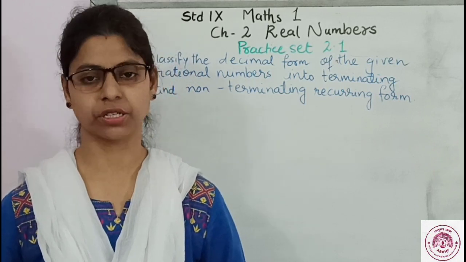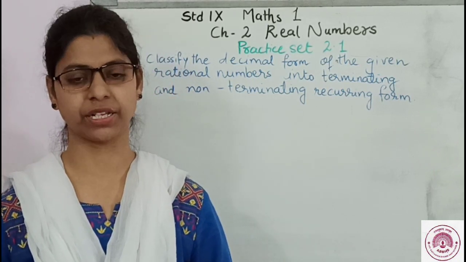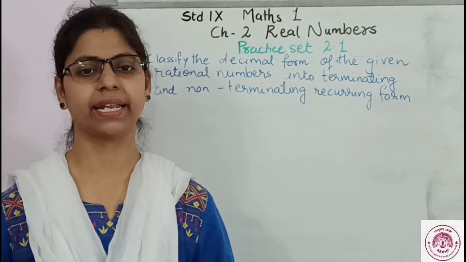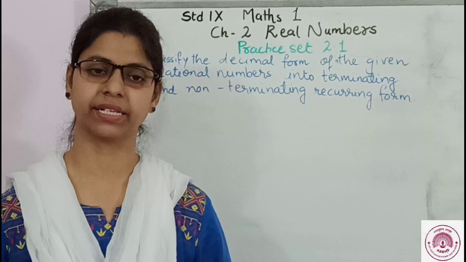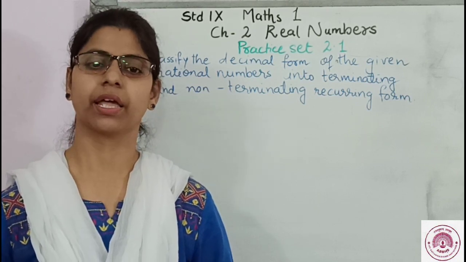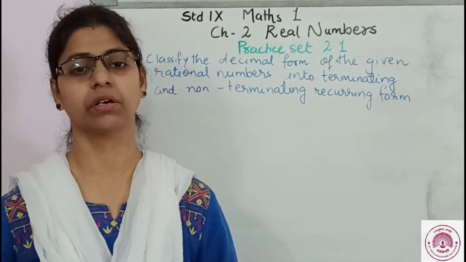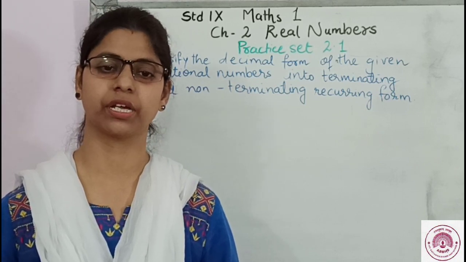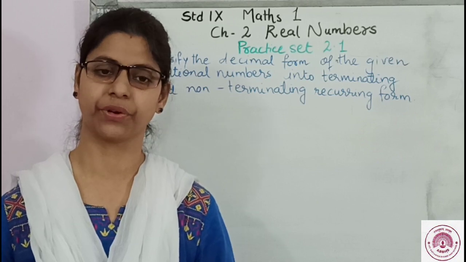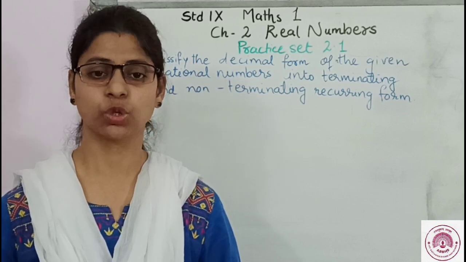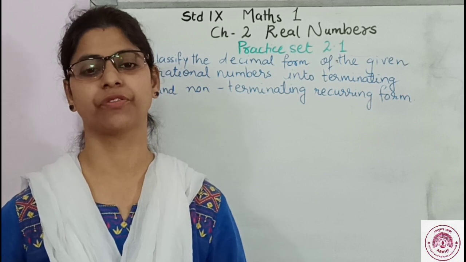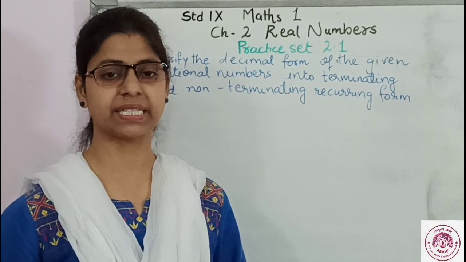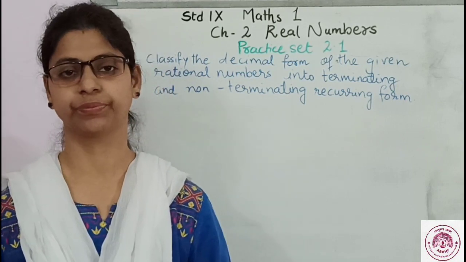If the prime factors of the denominator of a rational number are 2 or 5 only, then its decimal expansion is terminating, and if the prime factors are other than 2 or 5, then its decimal expansion is non-terminating and recurring. It means to solve this question, we have to find the prime factors of the denominator. Okay, so let's see the first sum.